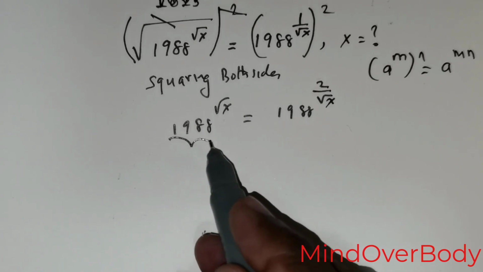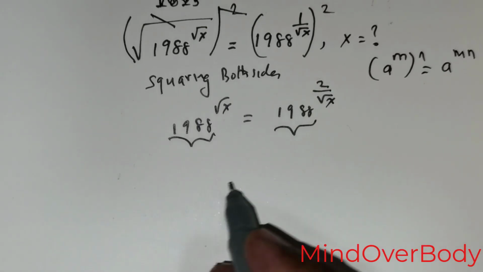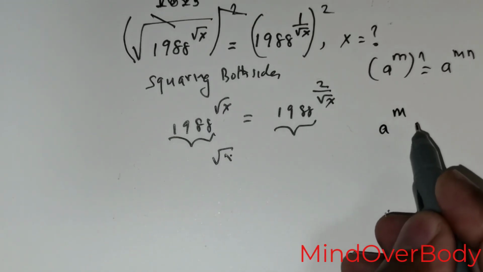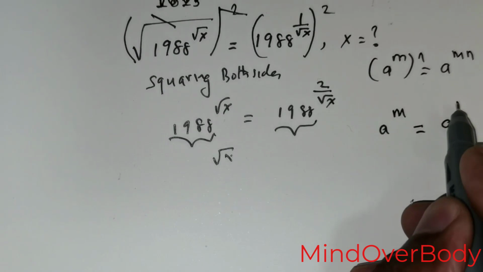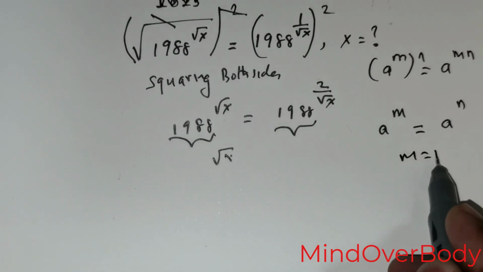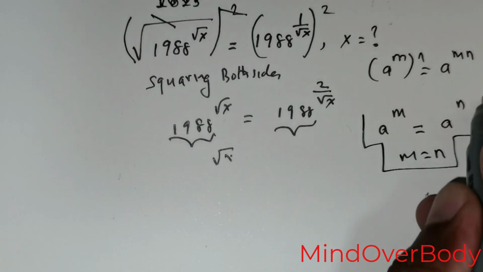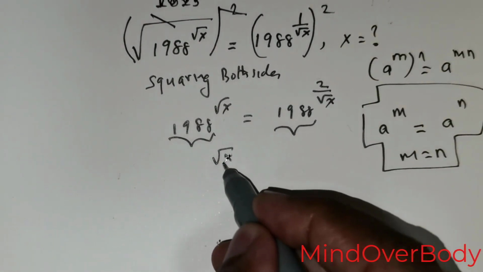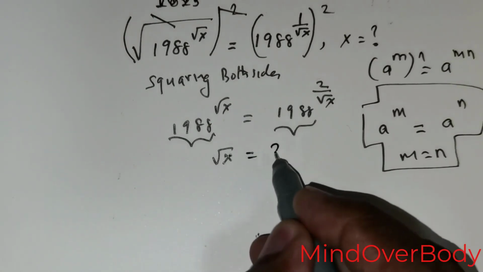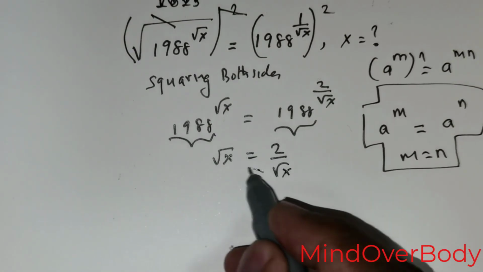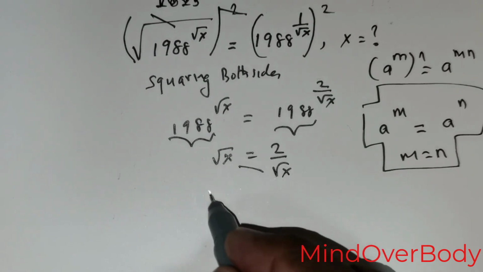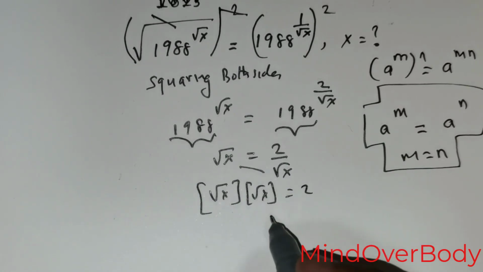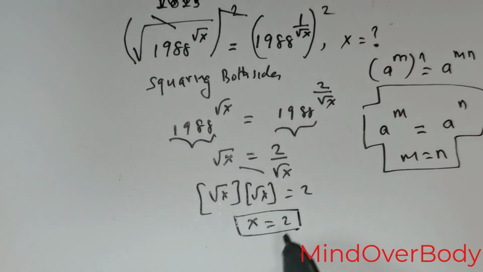This is what I can do. Now clearly this base and this base are the same. So from the law of indices, if a raised to the power m is equal to a raised to the power n, then you can rewrite this as m is equal to n. In fact, these properties come in handy in solving expressions of this nature. So I'm going to rewrite this as root of x is equal to 2 over root of x, and cross multiplying, you get root of x multiplied with root of x is equal to 2. So root of x times root of x will give you x. So x is equal to 2 will be the solution.